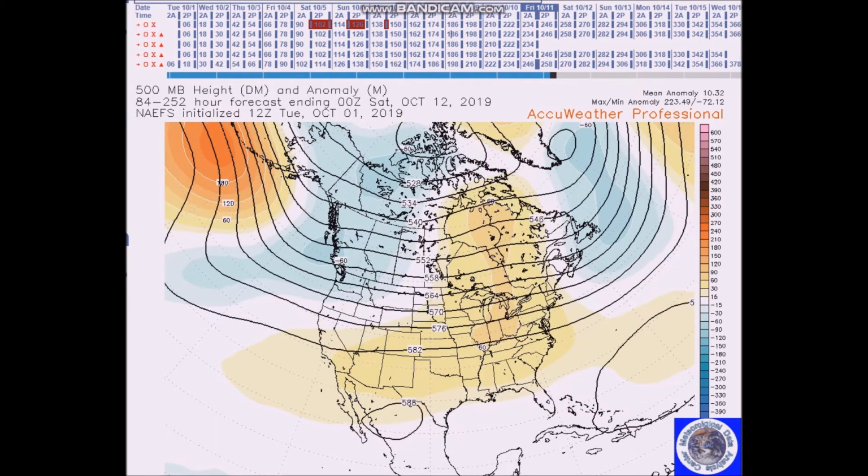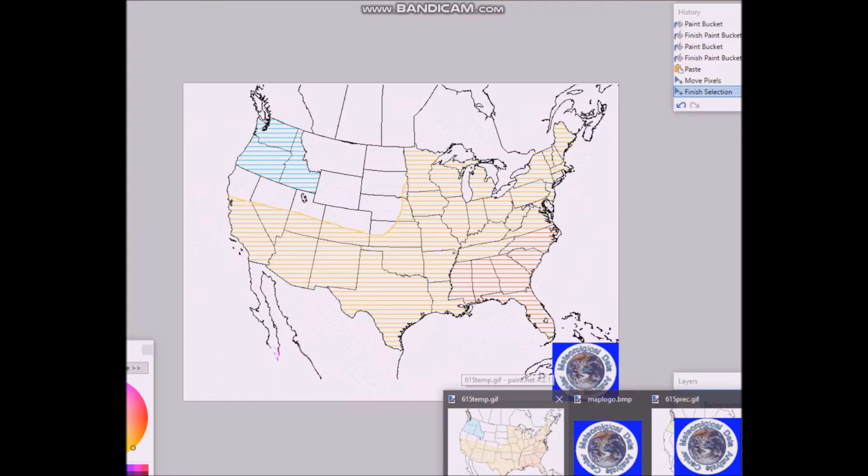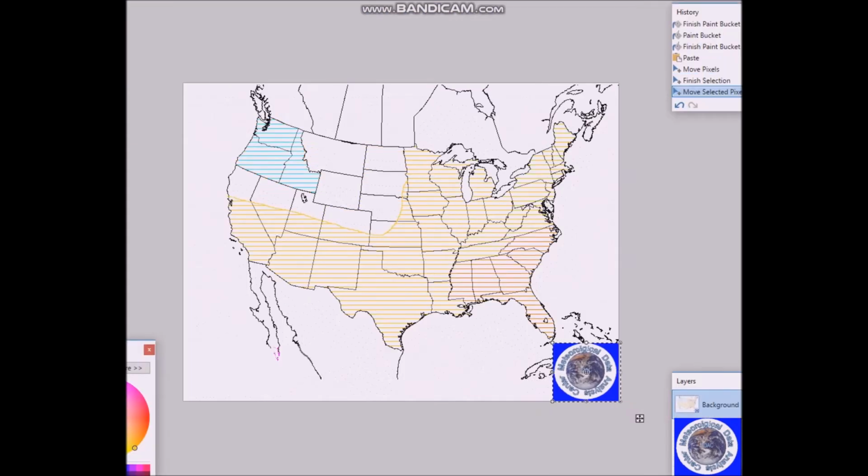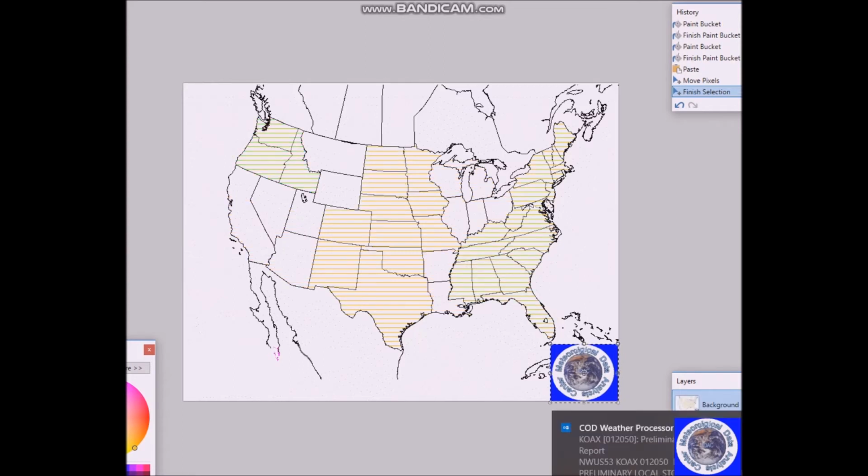So for this forecast period, I am forecasting below normal temperatures for the northwest. I'm forecasting anomalies of 2 to 4 degrees below normal, and then we have above normal temperatures for much of this area here, forecasting anomalies of 2 to 4 degrees above normal. For precipitation, calling for above normal precipitation for the northwest, and for much of this region here, the probability of occurrence is 35%. Below normal precipitation is forecast here, and the probability of occurrence is 35%.